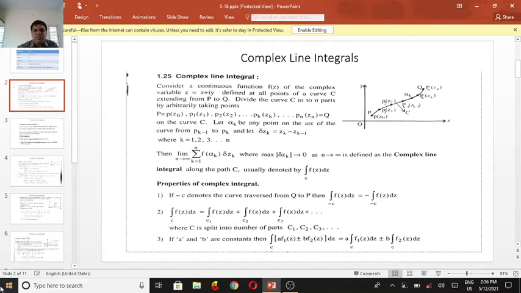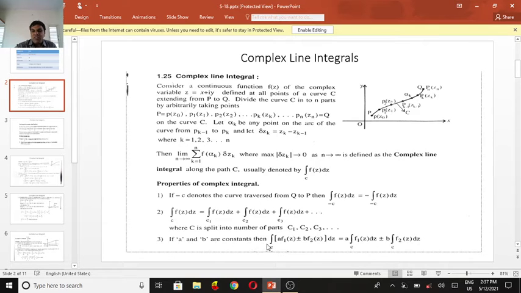These are the properties of a line integral in complex form. These are the properties of a real integral, and the same properties apply in the complex form, where reversing the direction of integration gives a negative sign. If the path is subdivided into a number of continuous parts, then the integral over C of f(z) dz is equal to the integral over C1 of f(z) dz plus the integral over C2 of f(z) dz, and so on, where C is split into a number of parts.